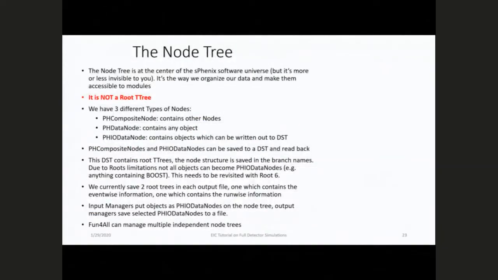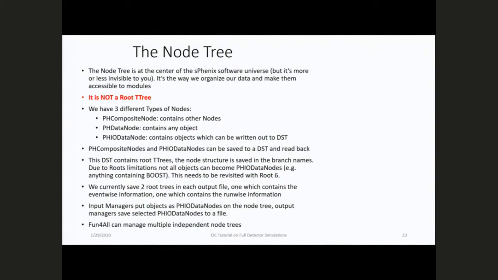Okay, now coming to the node tree itself. As I pointed out, it's not a ROOT TTree. It's the way we organize our data and make them accessible to modules. Here again, we have these 3 different kinds of nodes. The PHComposite nodes, so the ones which contain other nodes, and PHIOData nodes, can be saved to a DST and read back. So this stuff you can stream out to a file and read back, and you get the identical structure. The DST itself, so the file, actually contains TTrees. As I pointed out, this is why there are some restrictions on what you can store in a PHIOData node.